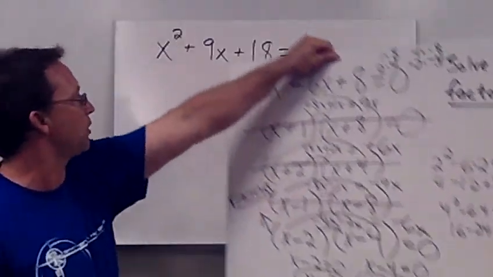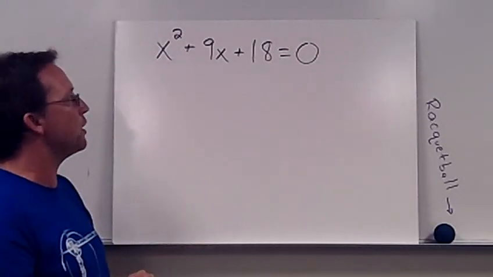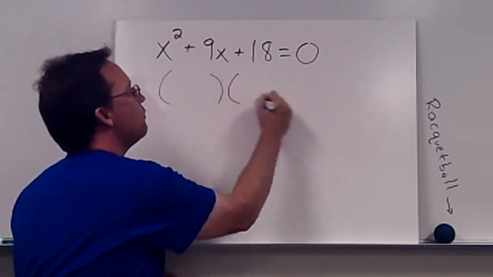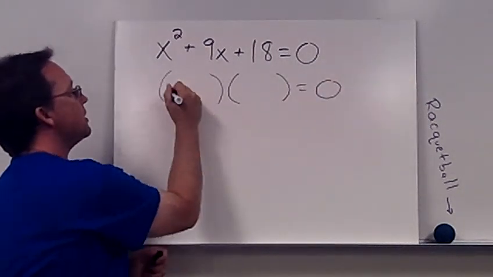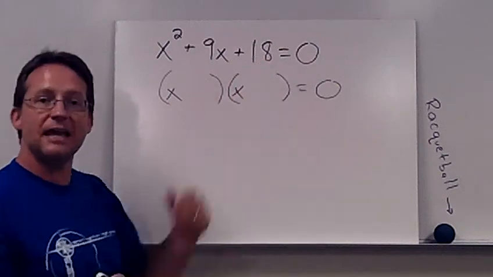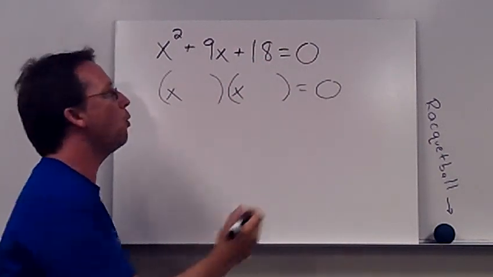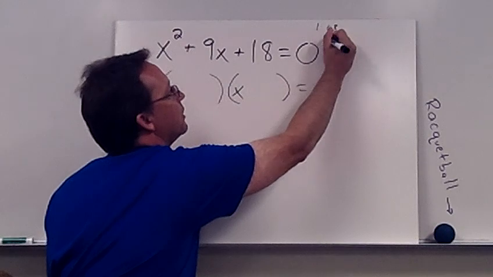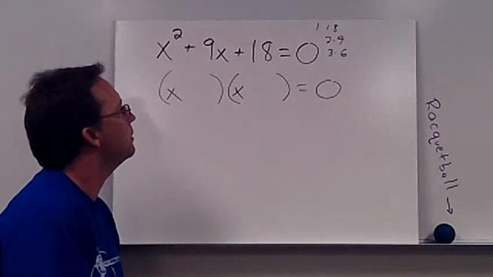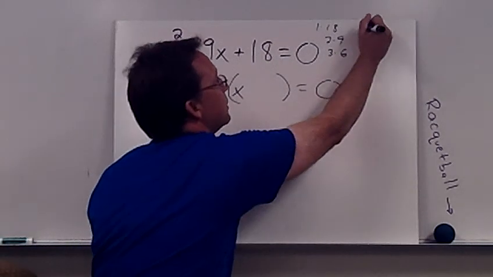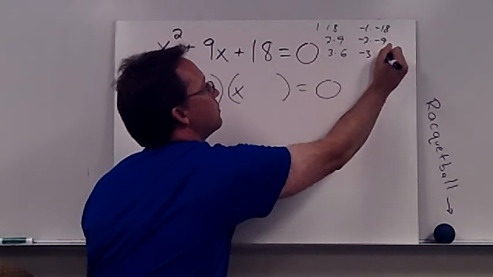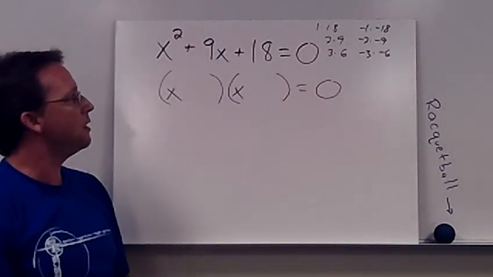I want to look at one more example together here. x squared plus 9x plus 18 equals 0. All right? We're going to try to solve this by factoring. Once again, x times x will give you x squared. And now to get 18, well, I can go 1 times 18, 2 times 9, 3 times 6. Also the negatives of those things, right? Maybe negative 1 times negative 18, negative 2 times negative 9, negative 3 times negative 6 would all give me a positive 18.